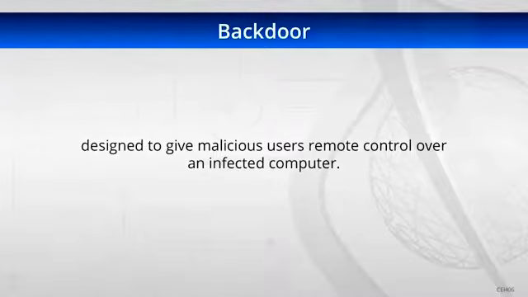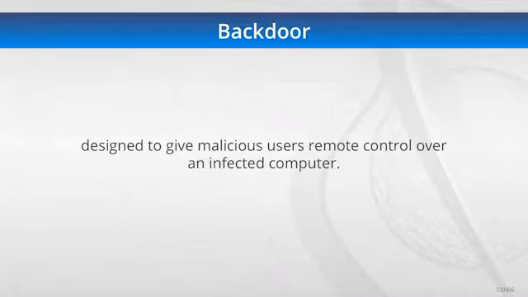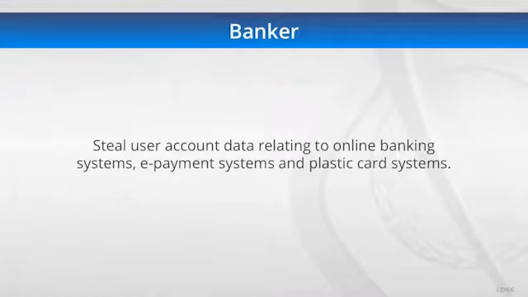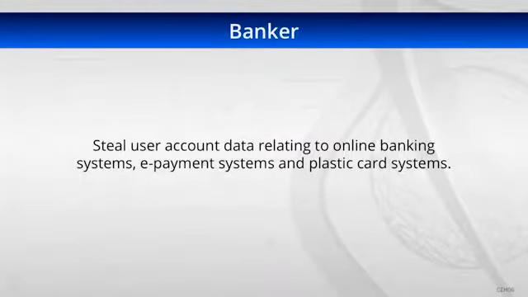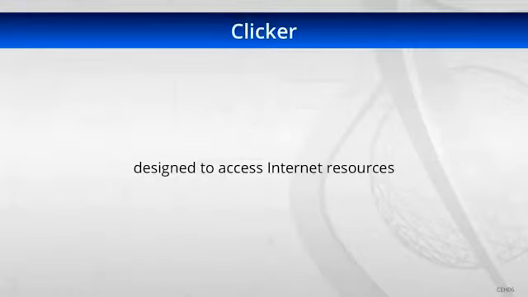A backdoor, designed to give a malicious user remote control. A backdoor is a way into the machine. A banker. This one goes after a particular audience. They have an online banking system, e-payment systems, and it's stealing account data specifically related to that. A clicker, designed to access internet resources.